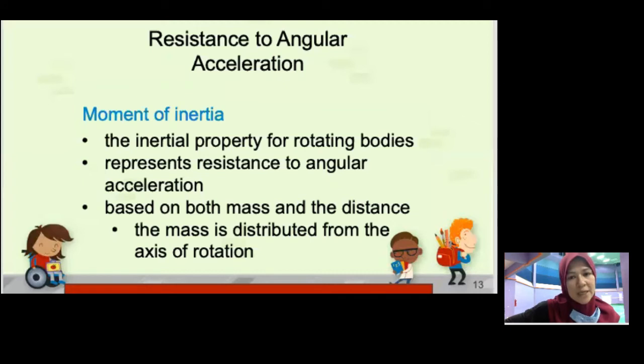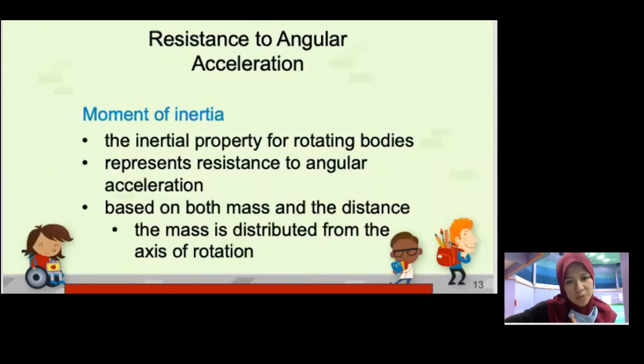So dalam defining the resistance to angular acceleration, it involves the movement of inertia. So the movement of inertia is the inertial property for rotating bodies, representing resistance to angular acceleration. Okay, it is based on both mass and the distance. Mesti ada penglibatan kedua-duanya, yang kita kira force equals to mass times acceleration. Okay, dalam angular acceleration ada juga distance dan kita kena based on kedua-duanya, berat dan juga distance.